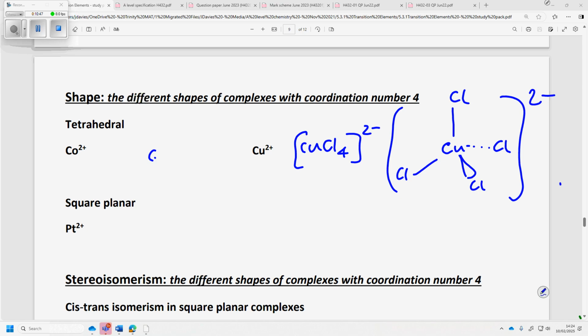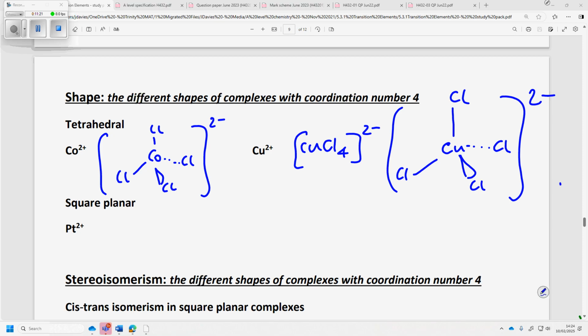That would also be true if I were using cobalt, another very famous tetrahedral complex. You definitely need to know the colour of the copper chloride complex, yellow. The cobalt chloride complex is blue, a very dark blue.